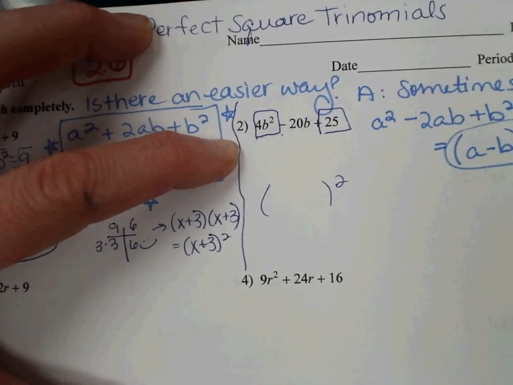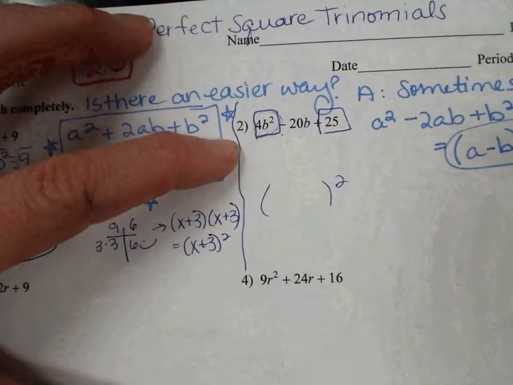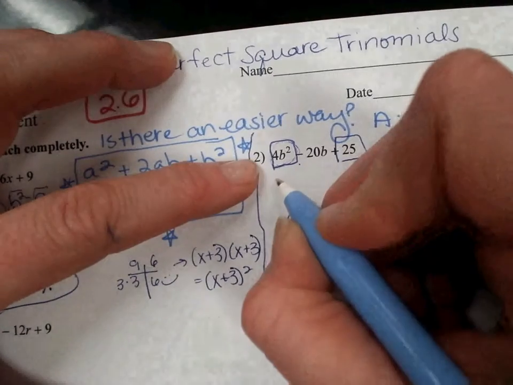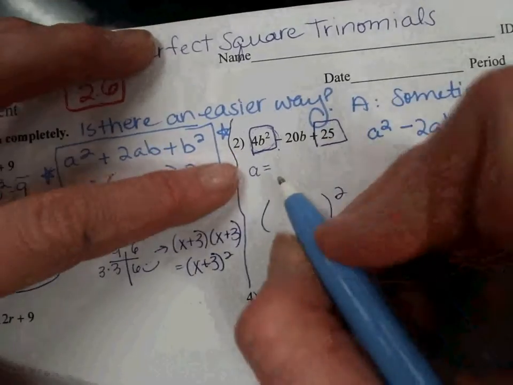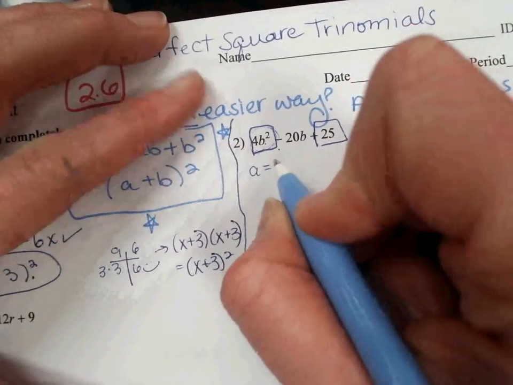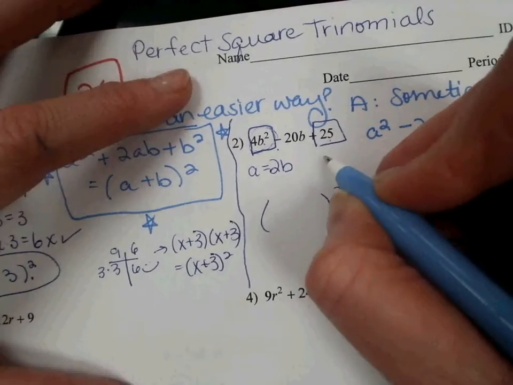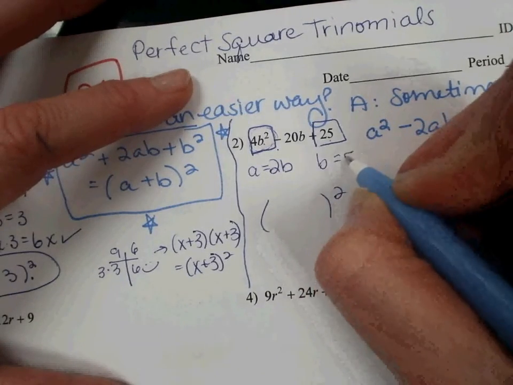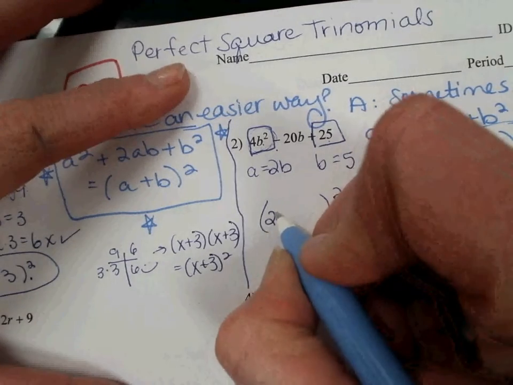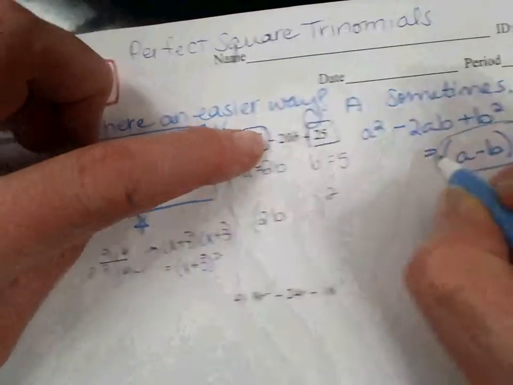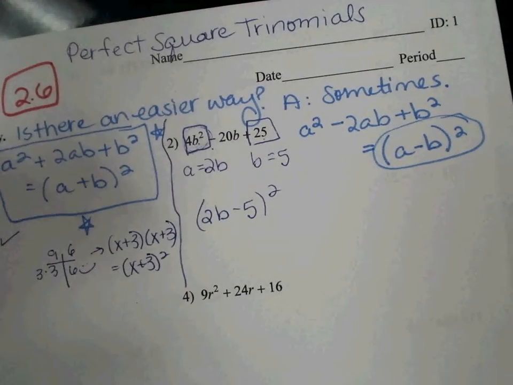Okay? So what is the square root of this first term? We're going to call that a for the sake of this pattern. The square root of 4b squared is 2b. And the square root of 25 is 5. So hopefully we're going to be able to write this as 2b, remember there's a minus sign here, minus 5 squared. That's our hope. We'd be done.